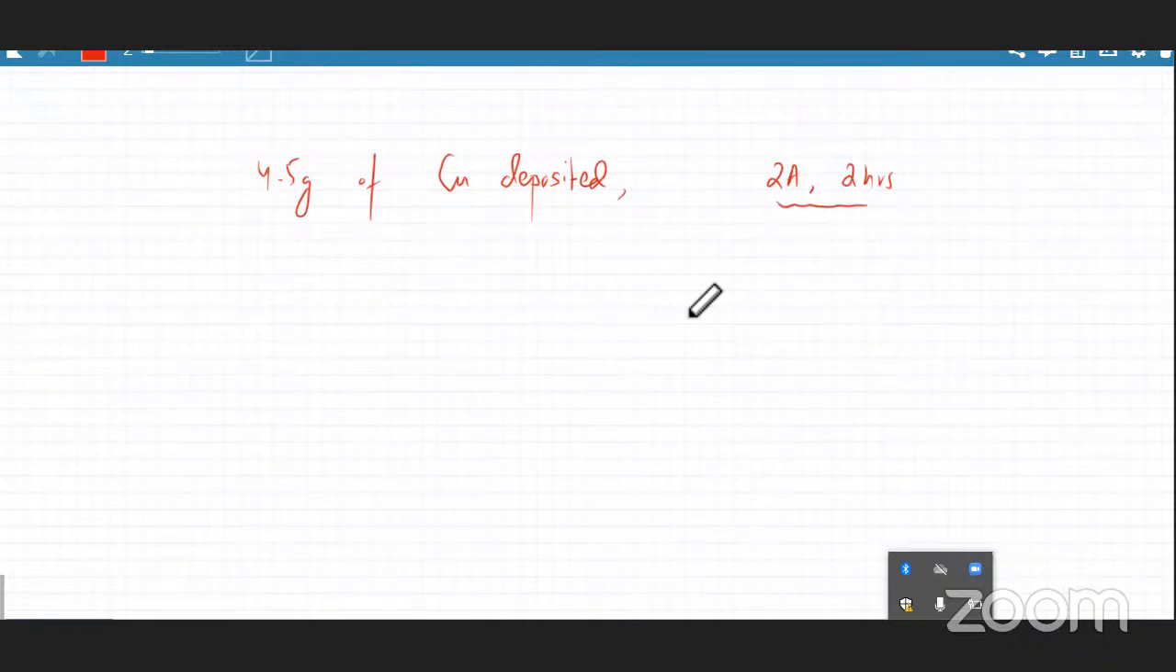In this case, find the moles of copper. How many moles of copper do you get? It's mass divided by AR, which is 4.5 divided by 63.5. So what value are we getting? 0.0709 moles, right?